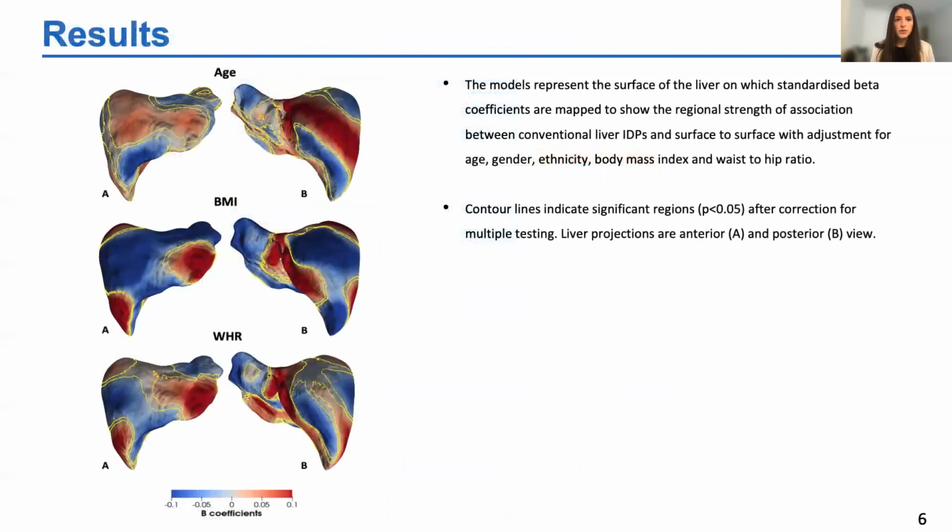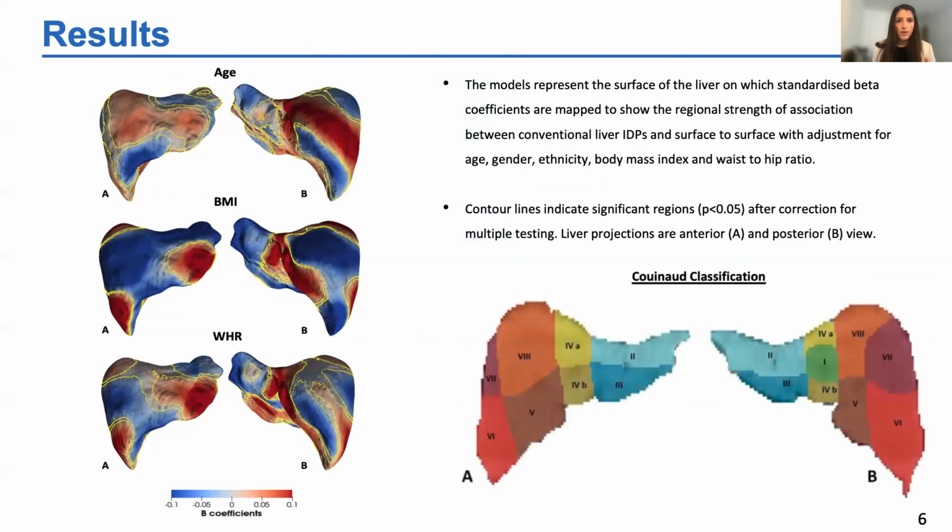Here, as you can see, the model represents the surface of the liver on which standardized beta coefficients are mapped to show the regional strength of associations between, here, age, BMI, and waist-to-hip ratio, adjusting for all the other covariates. Here you can see that surface-to-surface values are shown to increase with age, whereas waist-to-hip ratio and BMI show a decline with increased surface-to-surface values.